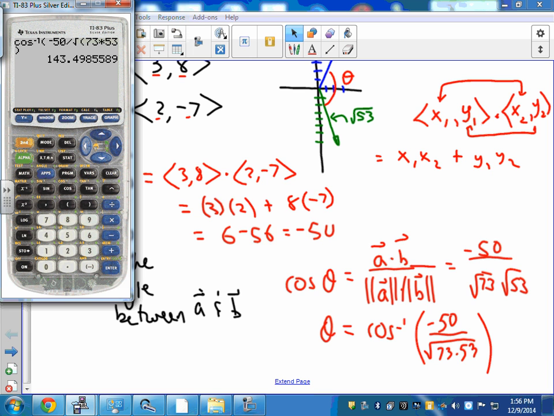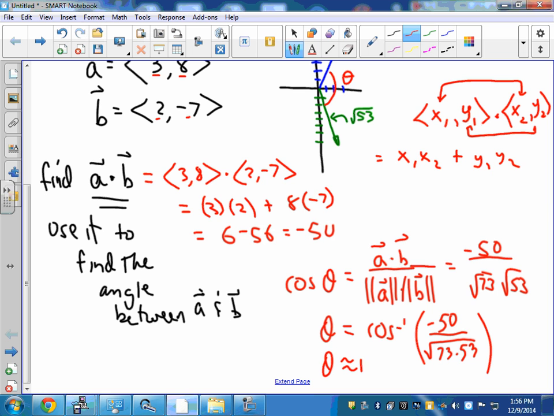So theta to the nearest thousandth, and get in the habit of going to the nearest thousandth unless otherwise asked, 143.499 degrees. So theta is approximately 143.499 degrees. Okay, everybody good on dot product and how you can use it?